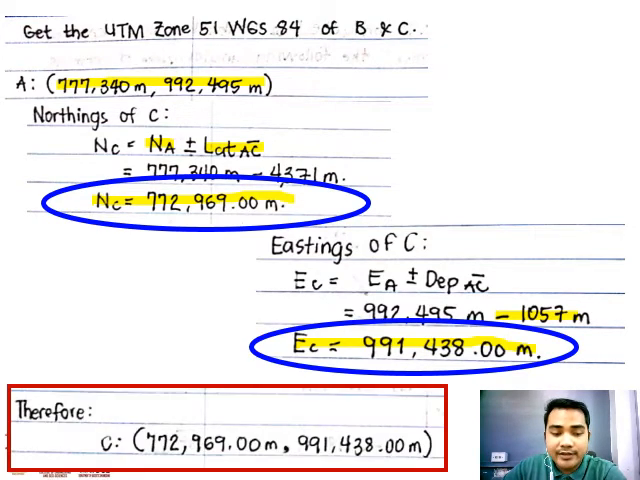Therefore, we can have the coordinates of C to be 772,969 meters northings, and for eastings, we have 991,438 meters.